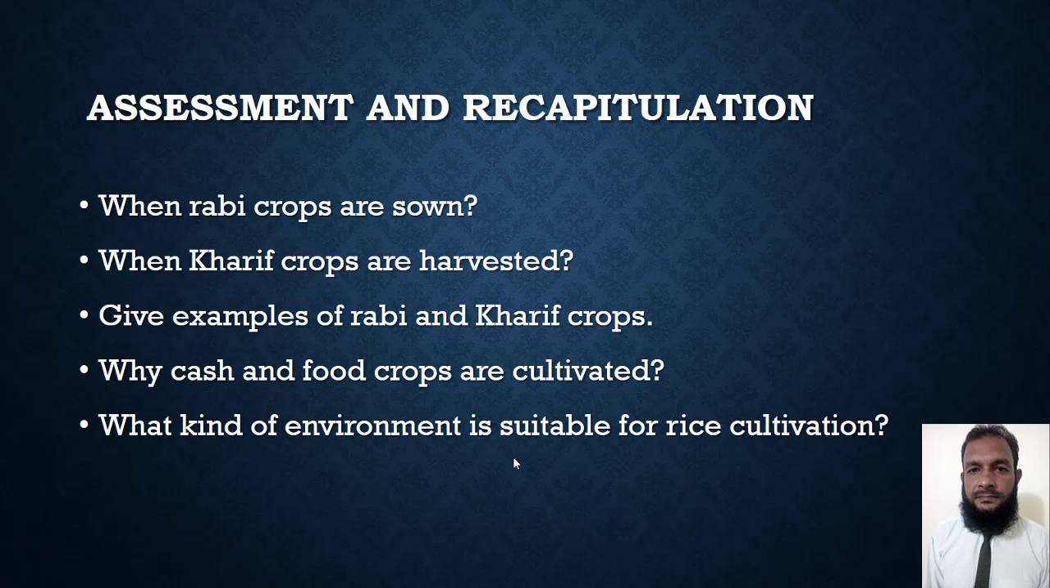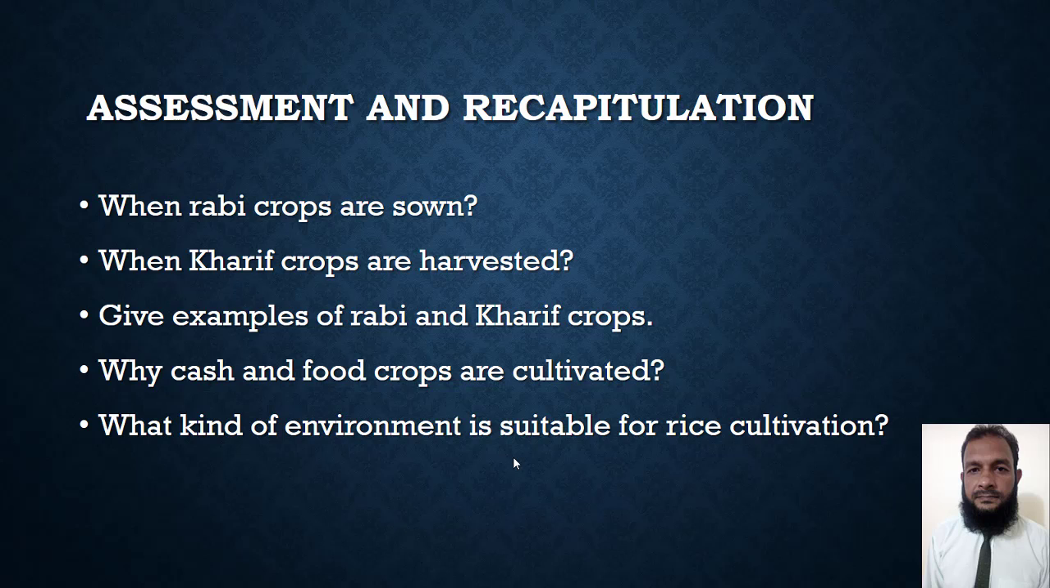Give examples of Rabi and Kharif crops. Rabi crops are wheat, oil seeds, barley, gram, etc. And Kharif crops are cotton, rice, maize, etc.